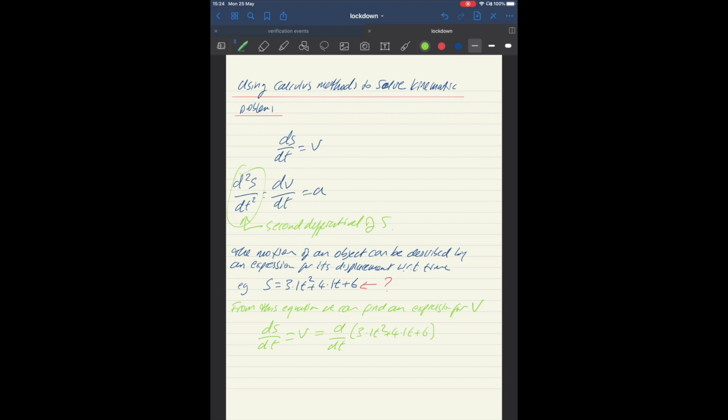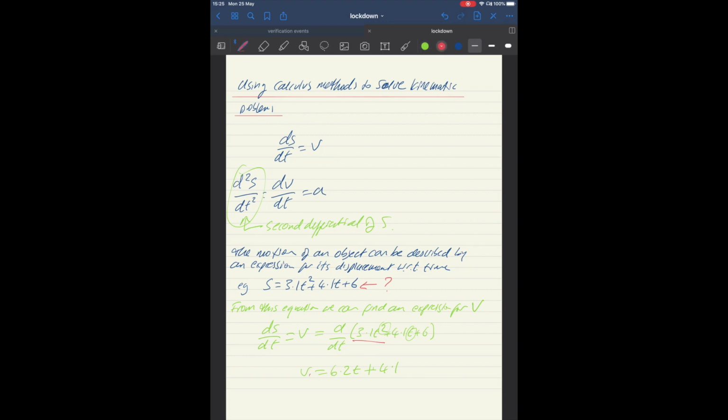If you differentiate this, memory work for you, but if you differentiate 3.1 t squared, you get 6.2 t, because remember the power comes down by 1, and they multiply what was beside the t first. Plus, if you take the power of t here, it drops by 1, so it drops to 0, and t to the power of 0 is 1. So it's plus 4.1. Okay, so the expression for v is 6.2t plus 4.1.